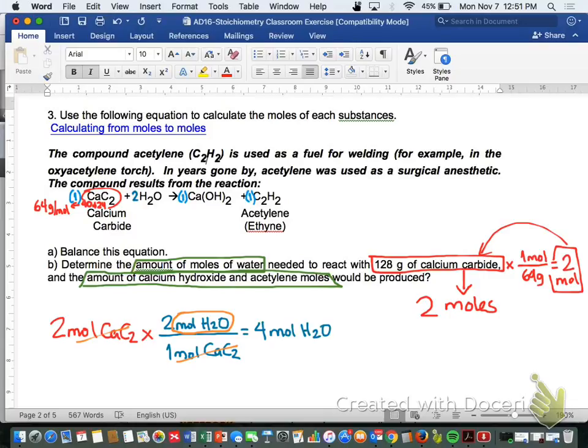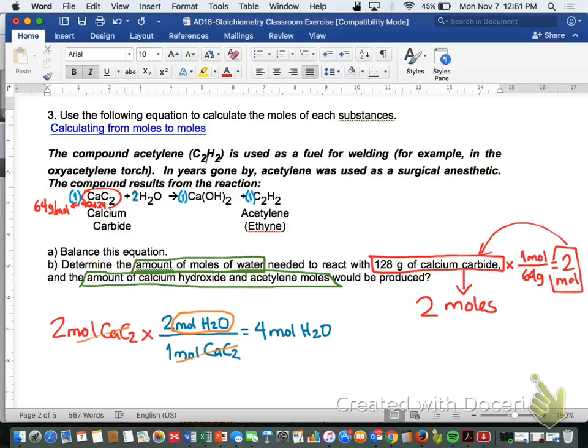So here you don't use grams per mole, because we're working in moles. The only grams per mole you use is to transform the grams of calcium carbide into moles, and then the rest of the problem can be solved by using just moles. You could use the grams per mole. It will take you longer, but you will get the same result.